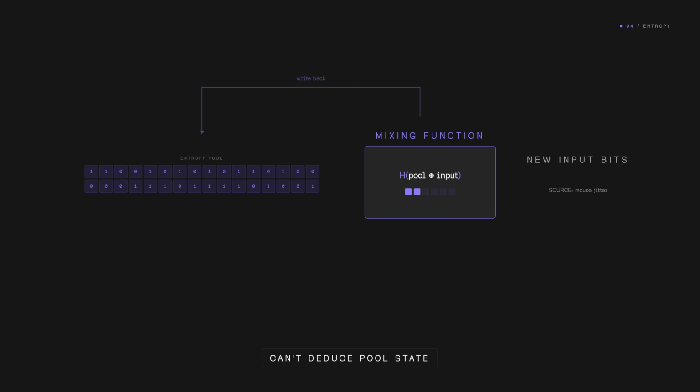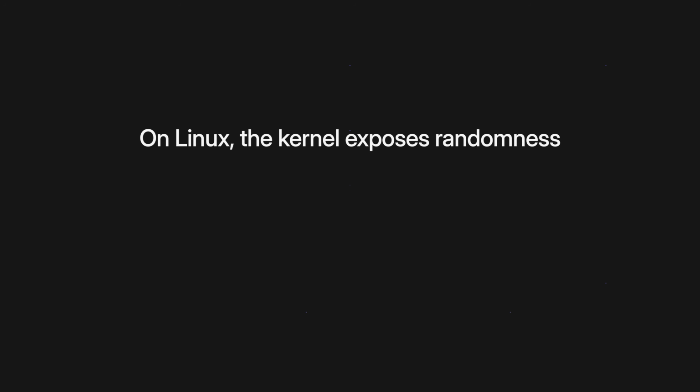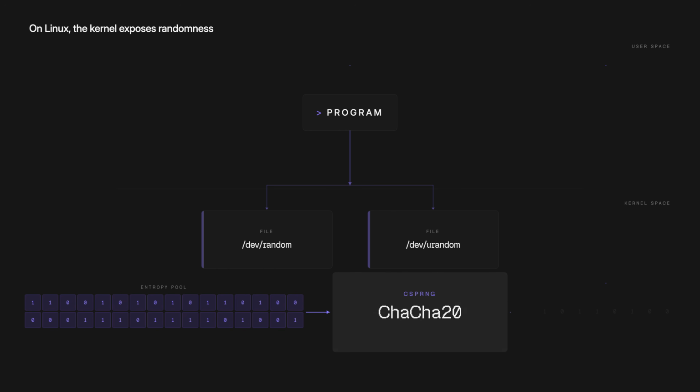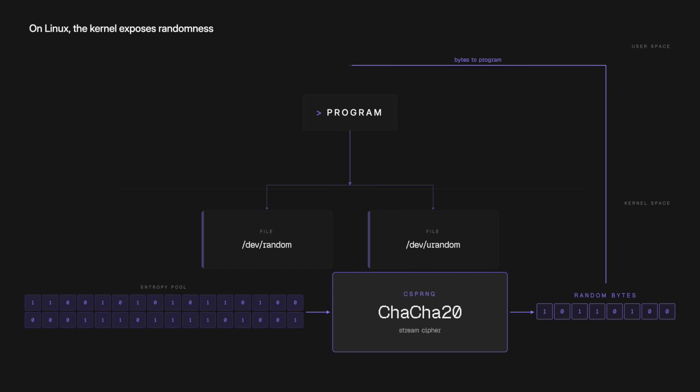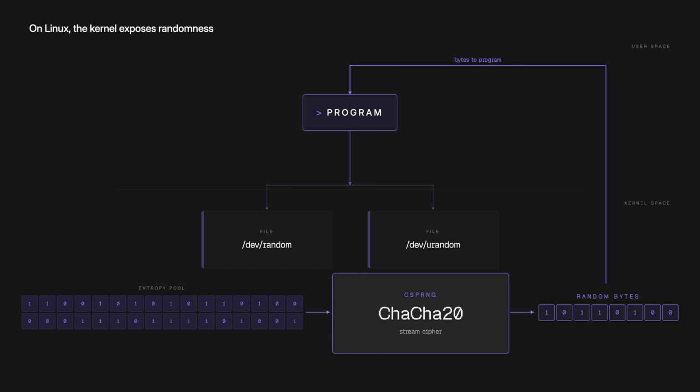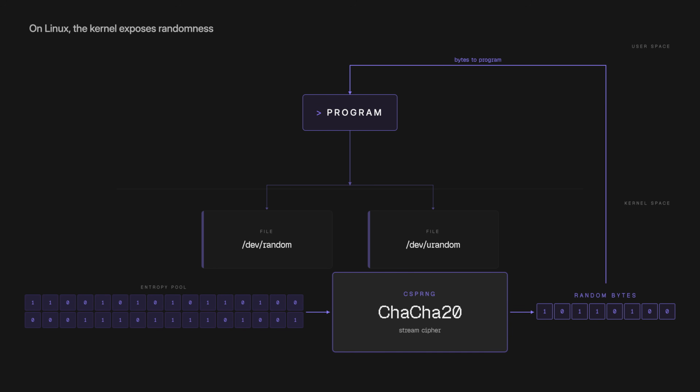current state. On Linux, this whole machinery is exposed through two special files, /dev/random and /dev/urandom. When a program needs cryptographic randomness, it reads from one of these. Behind the scenes, the kernel pulls bytes from the entropy pool, runs them through a cryptographically secure pseudo-random number generator, currently based on the ChaCha20 stream cipher, and hands the output to the program.